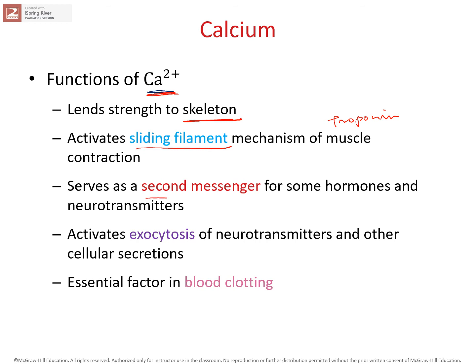They also serve as secondary messengers for some hormones and neurotransmitters like acetylcholine. So when there's an action potential, calcium ions enter the axon terminal and bind to the vesicles containing neurotransmitter, and they help in exocytosis of the neurotransmitters and other cellular secretion. Okay, and they're also an essential factor in clotting of blood.